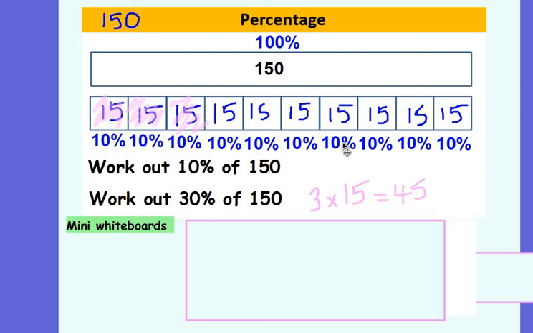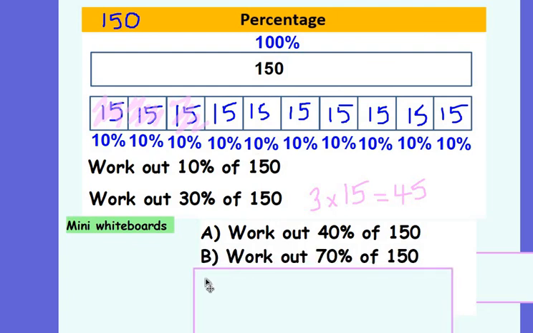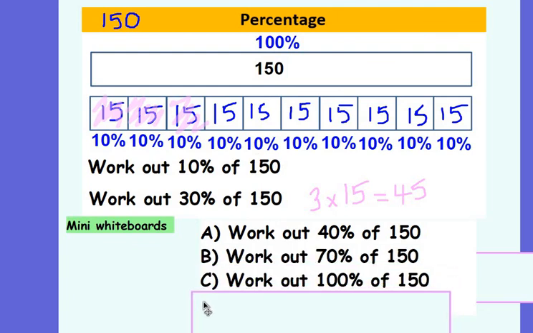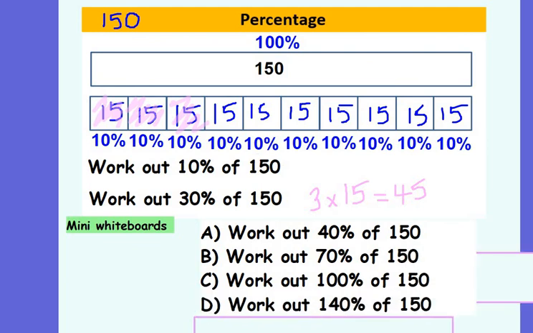In your light blue books or on your mini whiteboards, if you have them, can you use this to work out what 40% of 150 would be, what 70% of 150 would be, what 100% of 150 would be, and what 140% of 150 would be? Pause the video and spend a couple of minutes working these out now, please.